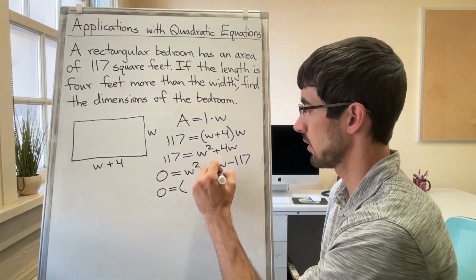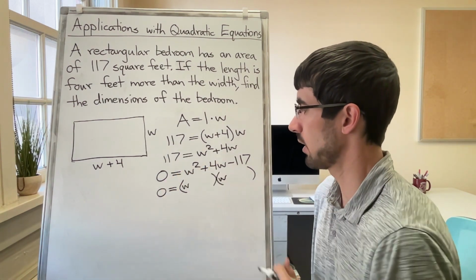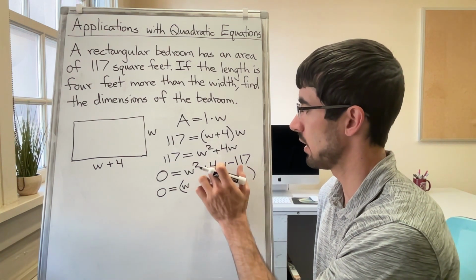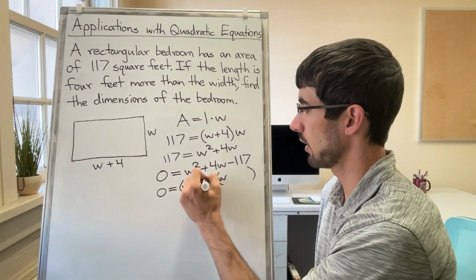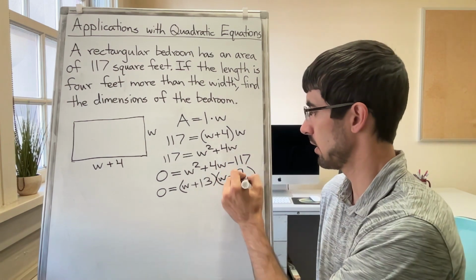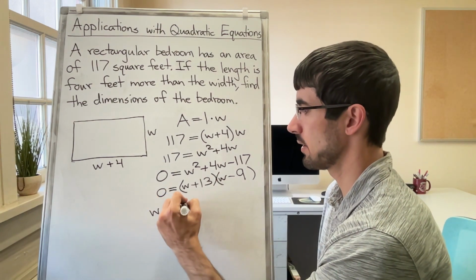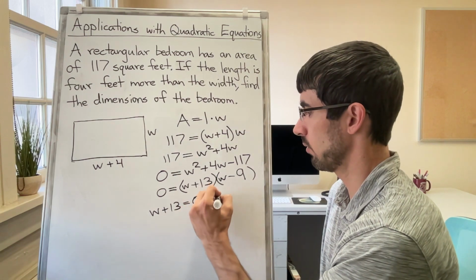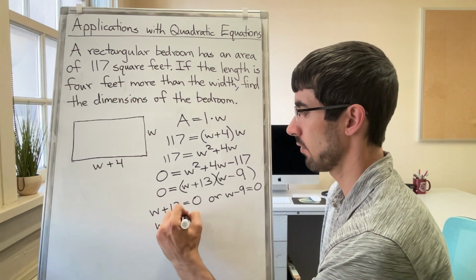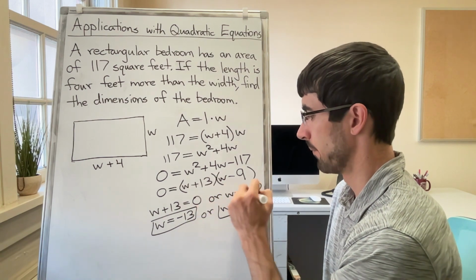0 equals, let's try to factor this equation. This trinomial factors into two binomial pieces. The product of these last numbers is negative 117, and the sum is 4. You might use a calculator here, but we're going to end up with w plus 13, w minus 9. So when I apply the zero product property, it says the solution to this equation is w plus 13 equals 0 or w minus 9 equals 0, which means w equals negative 13 or w equals 9.